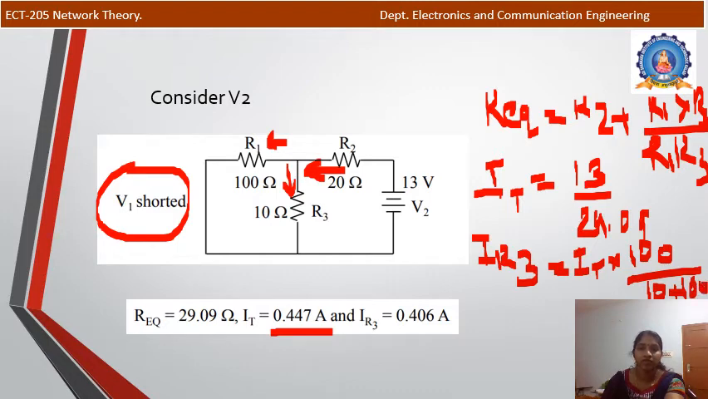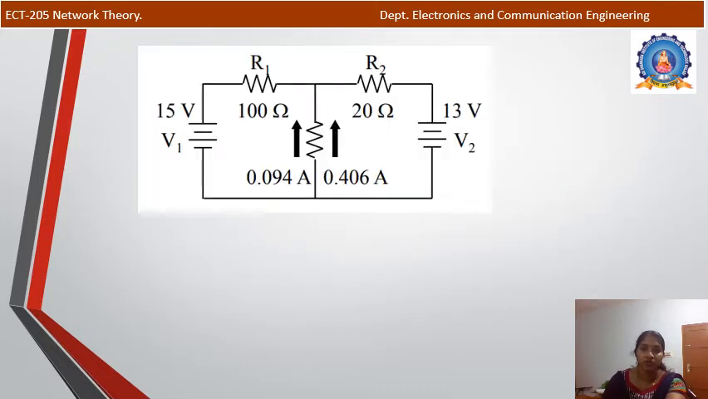Okay, so that value is 0.406. So we got the IR3 value as two values. When we are considering V1 we got one value, and when we are considering V2 we got another value. So next we apply the superposition.